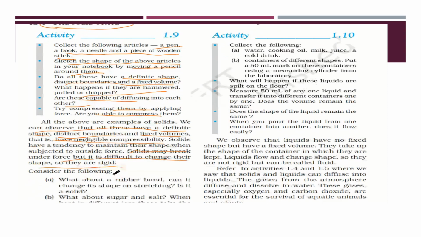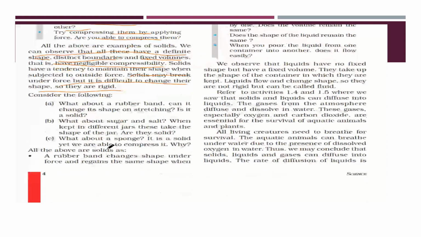So consider the following now. What about a rubber band? It can change its shape on stretching. Is it a solid? What about sugar and salt? When they are kept in different jars, these take the shape of the jars. Are they solid? What about the sponge? Is it a solid, and yet we are able to compress it, and why? So these are very important.